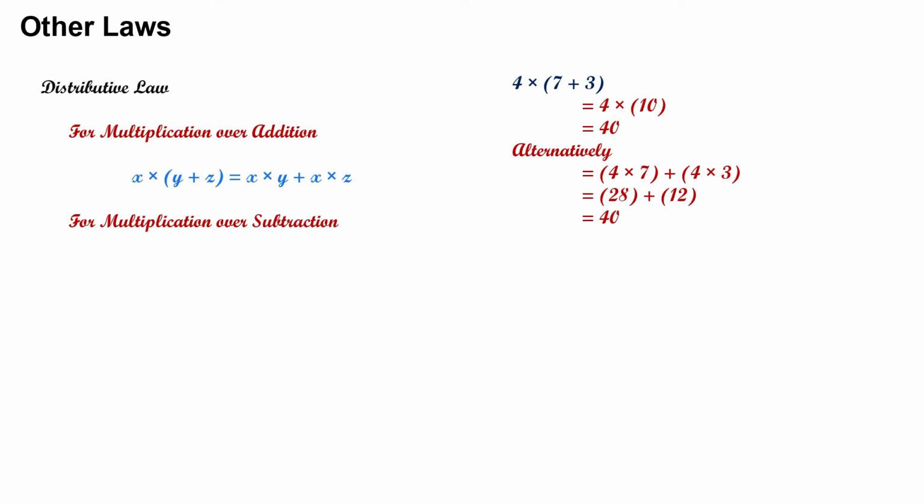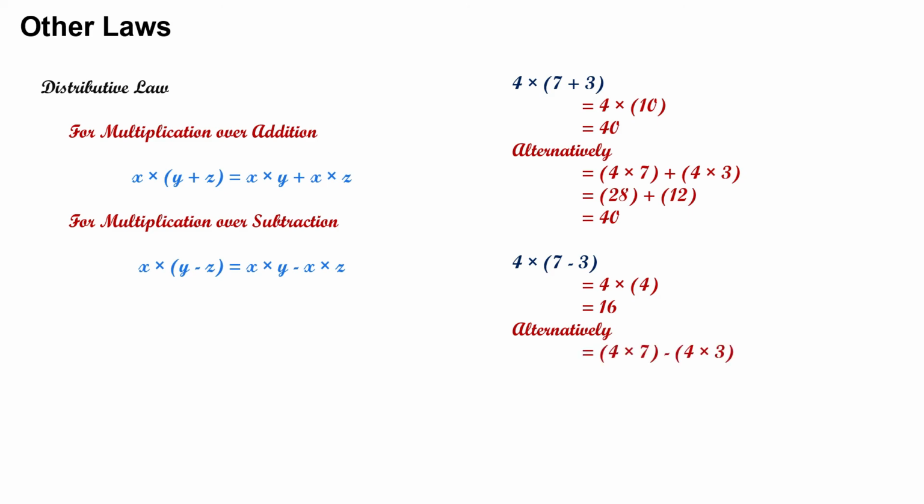Same is the case for multiplication over subtraction. Let's say you have 4 into (7 minus 3). So first of all, you can solve for 7 minus 3 and then you can multiply it with 4. The answer is 16. Alternatively, you can multiply 4 with 7 and 4 with 3 and then use the subtraction. That is 28 minus 12. The answer is 16.